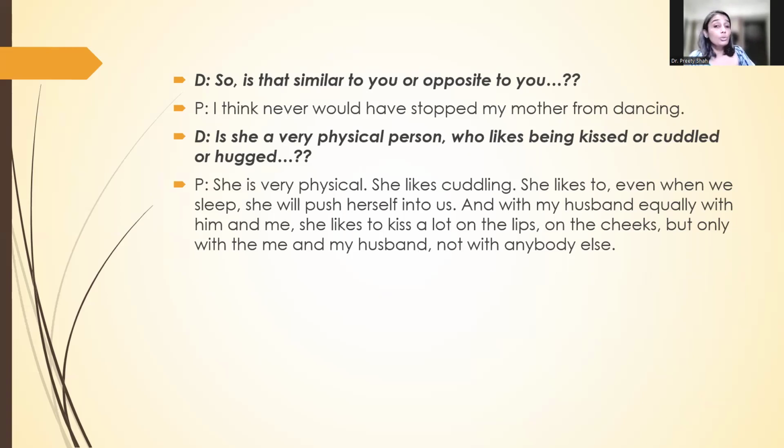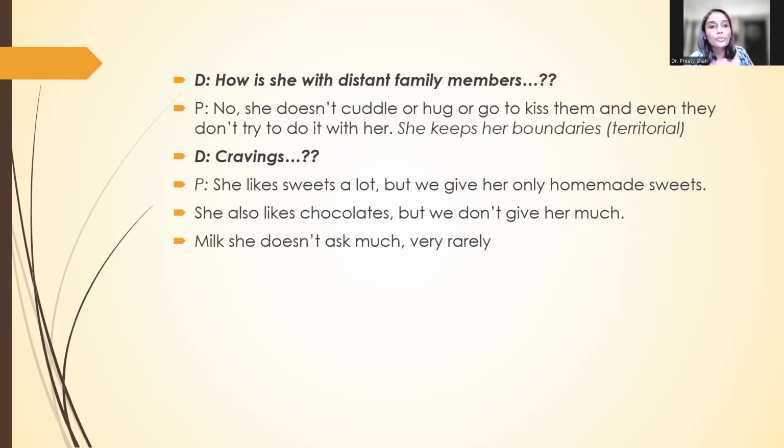Then I asked, is she very physically affectionate? She is a physical person. She likes cuddling, etc. When the parents are sleeping, she'll push herself between us and want to come in between. And she likes to be kissed on the lips, etc. But only by the parents. She will not appreciate it if neighbors or extended family do that. She will absolutely not like it.